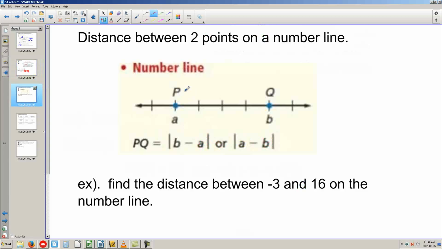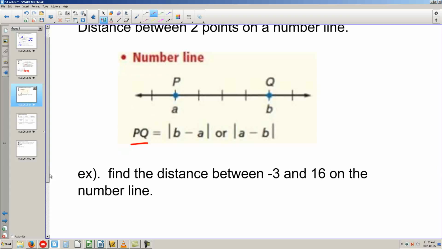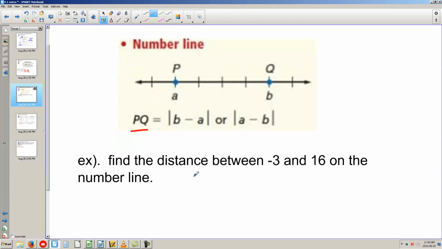If you want to find the distance between two numbers or 2 points on a number line, we're going to do an absolute value, but we're going to do a subtraction absolute value. So for instance, the distance between P and Q is either the absolute value of B minus A or the absolute value of A minus B. The order won't matter between the two numbers. So let's use this pattern to do this both ways.